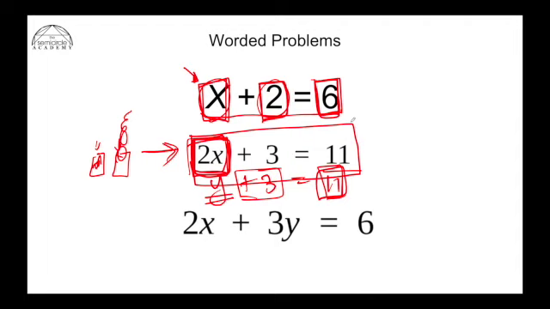I had 11 children. 3 children bought books, and 2 times the sister's number did not. How many children did not purchase any books? 3 out of 11 bought books.